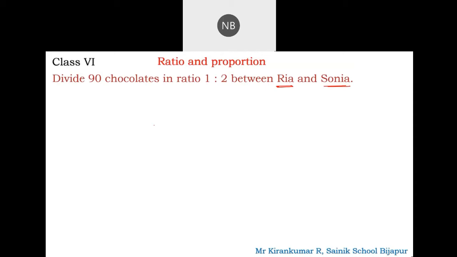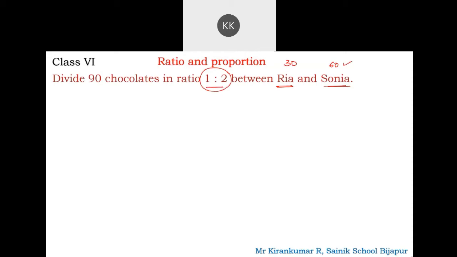Adding the ratios and dividing the chocolates by the total ratio. Whenever they give the ratio, Ria 30 and Sonia 60 are the right answer. I am just giving an explanation for this.